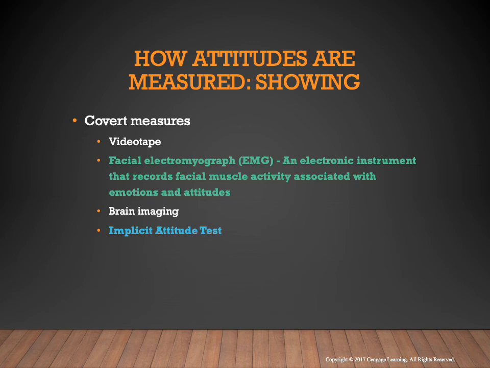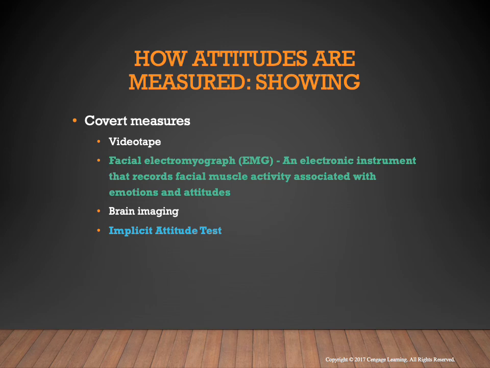How attitudes are measured. Showing. There are other ways to get at people's attitudes without asking them directly. We can use some covert measures. We can videotape people and look at their reactions, their behaviors to things. And this isn't just reading their behaviors, but do they sit closer to someone, or do they move away from somebody? Do they pick something or not pick something? These can be very good measures of the attitude. And again, we're not asking them directly, we're seeing how they behave. We can also use something called facial electromyography, or EMG.